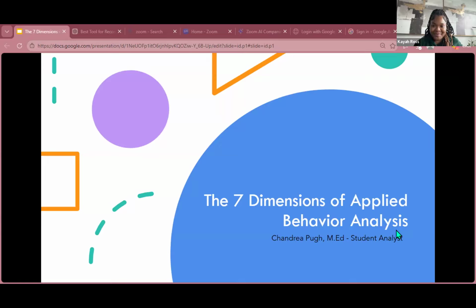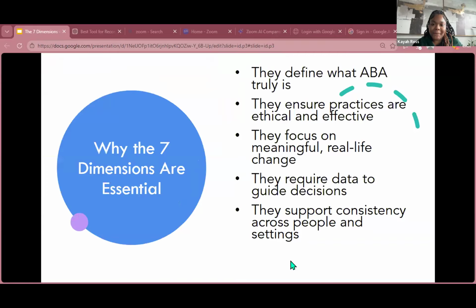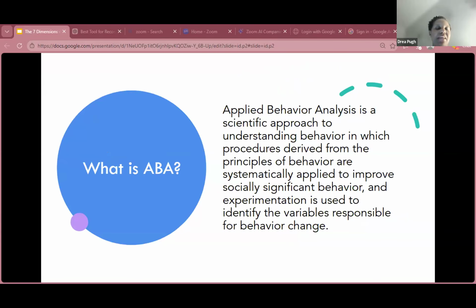Okay, thank you. So today we're going to talk about the seven dimensions of applied behavior analysis. If you have any questions, stop me at any time. It'll be a back and forth, and I'll give examples. You can give examples, chime in, whatever you need to do. I'm sorry, I skipped some things. All right. What is ABA?